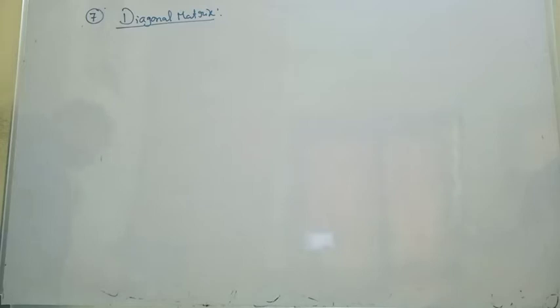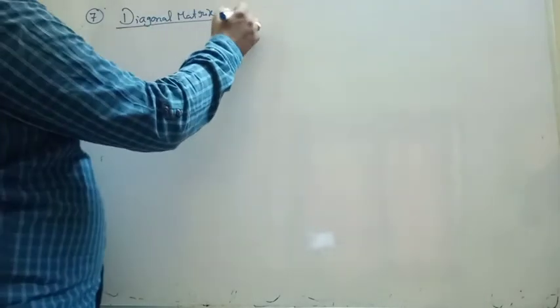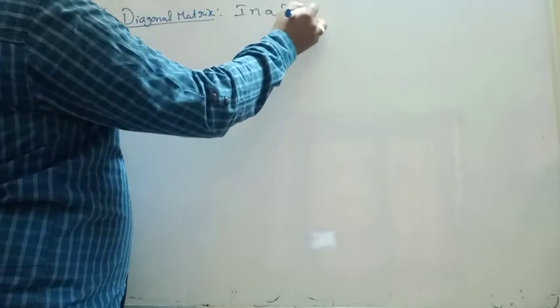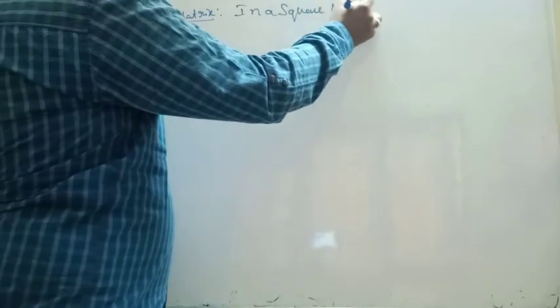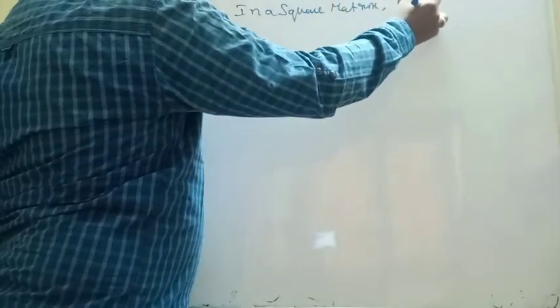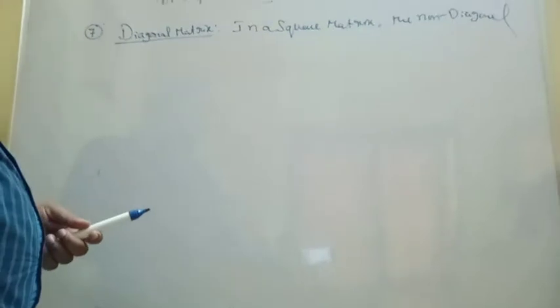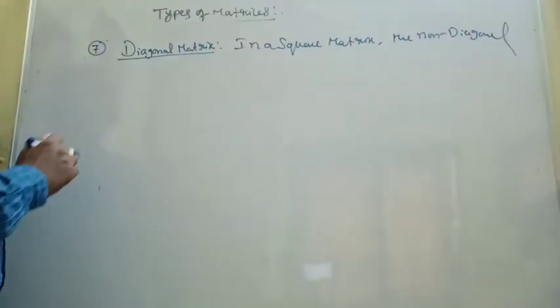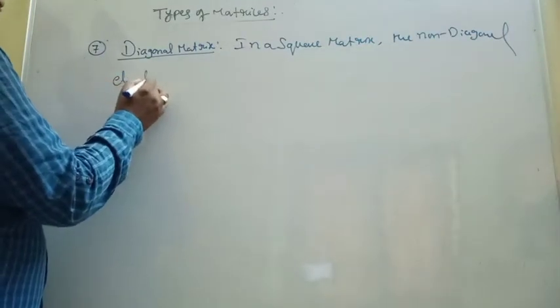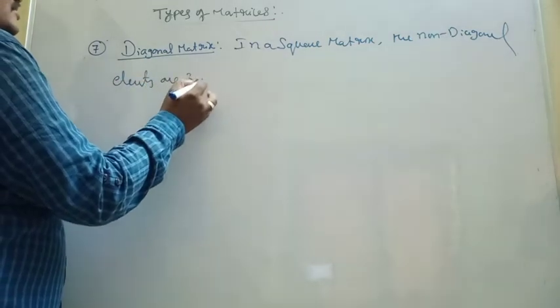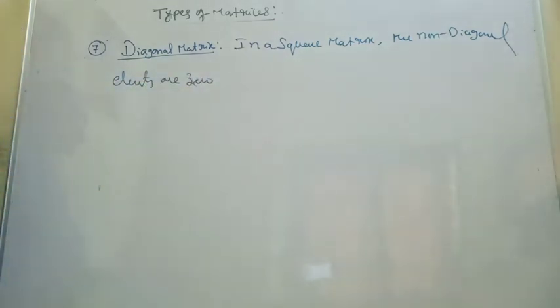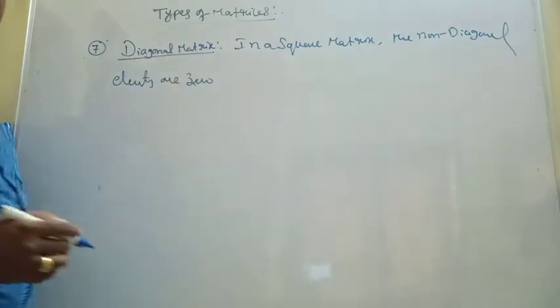In a square matrix, the non-diagonal elements are 0. See, my dear students, the non-diagonal elements are 0. Right? In a square matrix, the non-diagonal elements are 0. Then such a square matrix is called a diagonal matrix, of course.